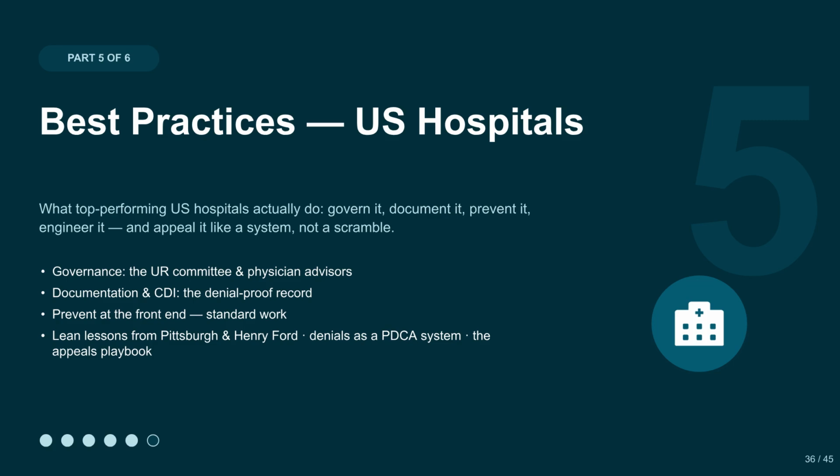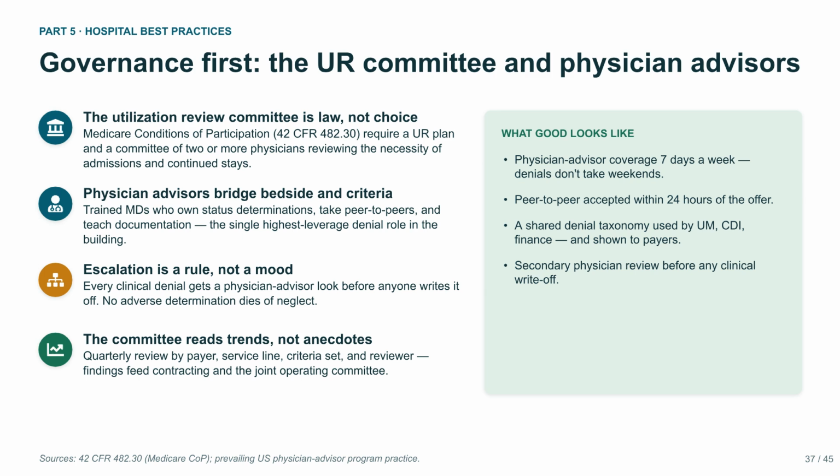High-performing revenue cycle programs treat denials as defects in the system rather than just work to be processed. By applying lean principles, these hospitals focus on governing the process, documenting precisely, preventing errors, and managing appeals as a unified system. Governance is the first step.